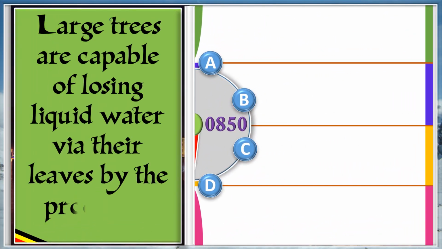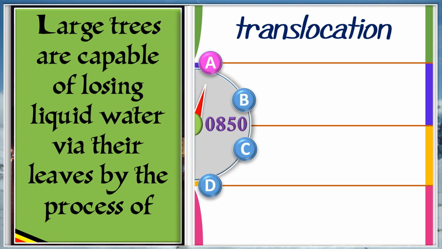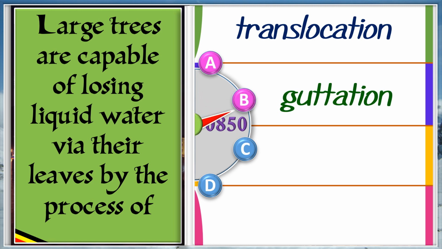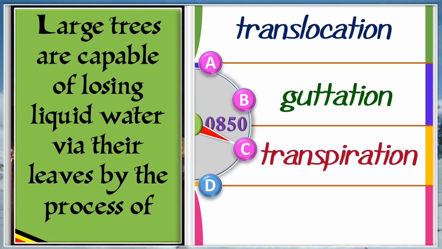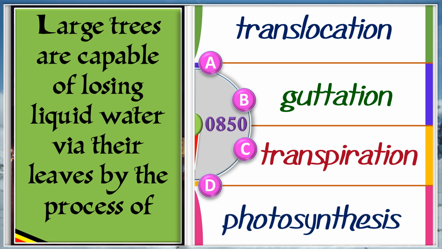Large trees are capable of losing water, liquid water, via their leaves by the process of A. Translocation. B. Guttation. C. Transpiration. D. Photosynthesis. And the answer is C. Transpiration.